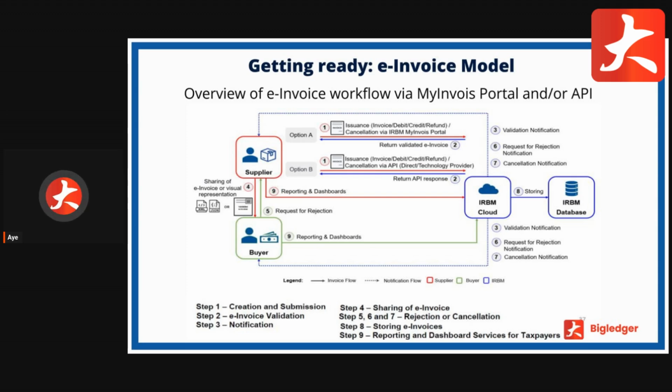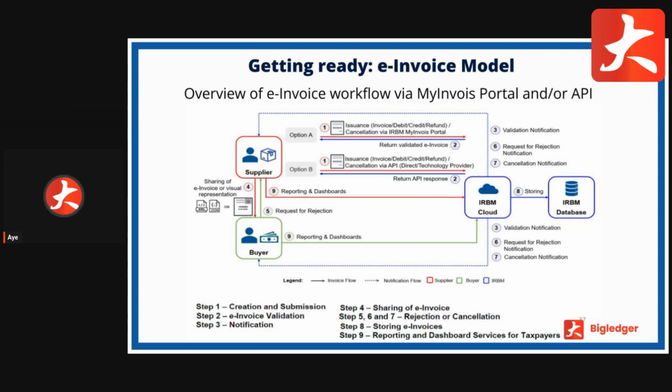Okay, then next part is overview of e-invoice workflow, submission via MyInvois Portal or API. Okay, so they have 9 steps here. First step is creation and submission. If you look at this one in red color, it's issuance of the e-invoice. It includes invoice, debit note, credit note, refund note. So you have 2 options. One is from MyInvois Portal. The second one is API. You can use any of them. Any of them will be submitted to IRBM cloud.